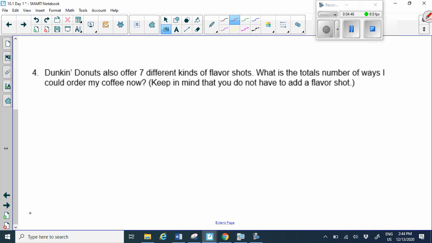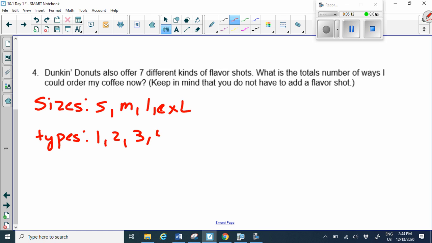Okay, let's look at number 4 here. So it says Dunkin' Donuts also offers 7 different kinds of flavor shots. What is the total number of ways I can order my coffee? Now remember the sizes. So we had our sizes. That was small, medium, large, and extra large. And then we had the different types of coffee. And I just said 1, 2, 3, 4. Now we can think about the flavor shots.